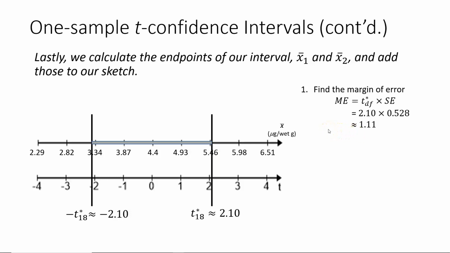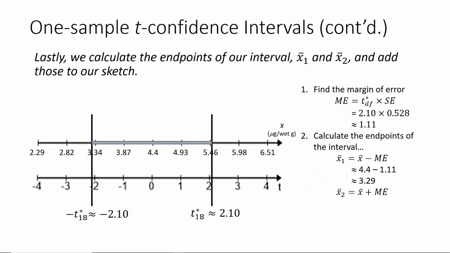Next, I calculate the endpoints of the interval. The one on the left is going to be the sample mean minus the margin of error. When I go through that process, I get a value of 3.29. Next, I calculate the right-hand or upper endpoint, and I add the margin of error to the sample mean. When I do so, I get a value of 5.51. I then add both of those values to the sketch to complete my confidence interval.